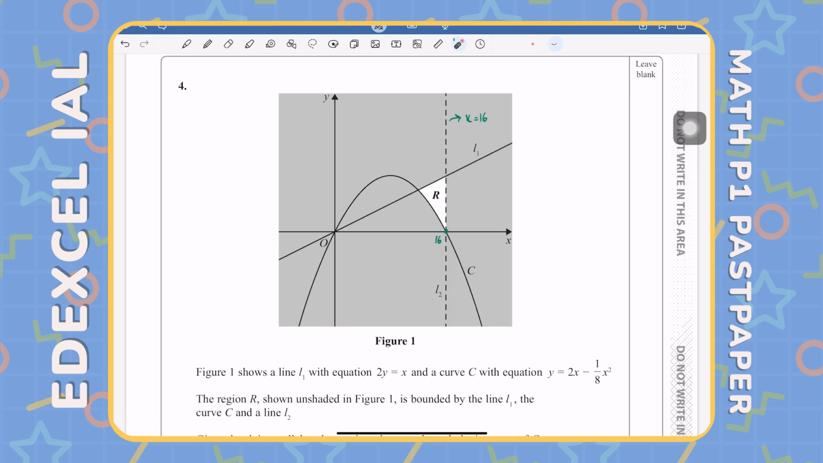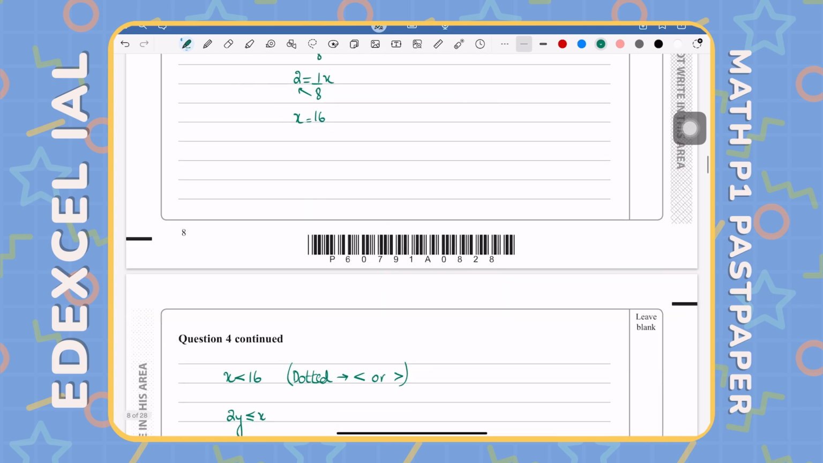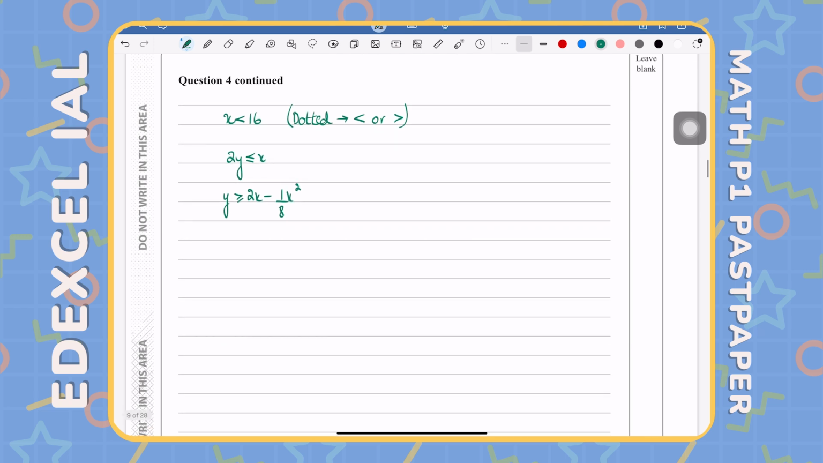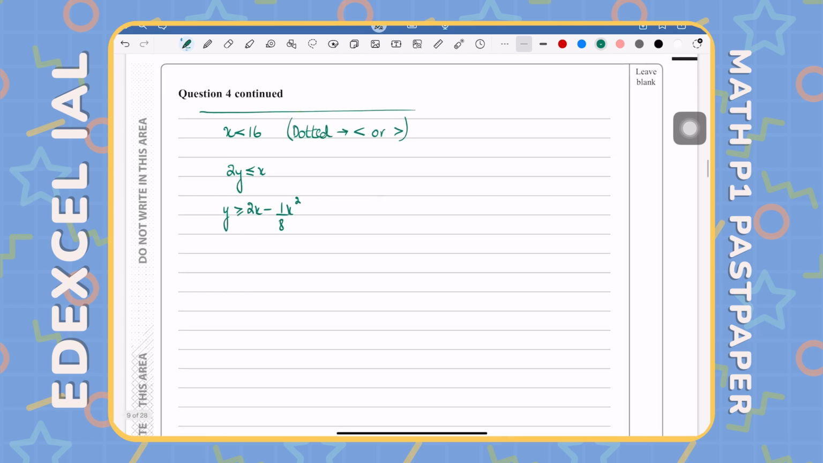Now the third and final inequality will depend on the equation of the curve. The region that we want, region R, is above the curve, so y is going to be greater than, and not just greater than, in fact greater than or equal to. Why? Because the curve is solid, it's not dotted. So y ≥ 2x - 1/8 x squared. These are your 3 inequalities, and that's it. Job done. There you go. Easy marks. Let's put a box around it.